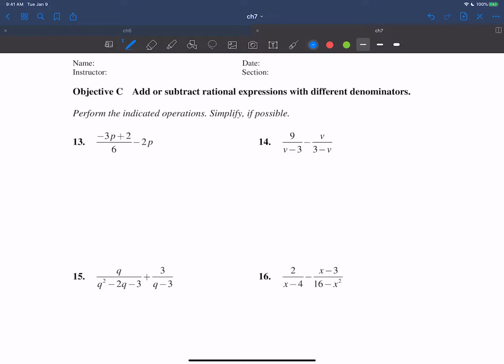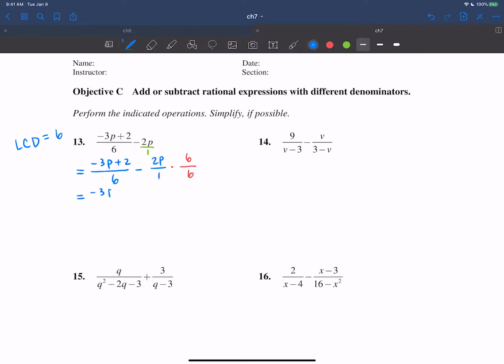Let's look at number 13. Number 13, first one, denominator is 6. Second one doesn't have a denominator, but you could add a denominator, which is simply 1. Therefore, the LCD in this case will be the least common multiple of 6 and 1, which is 6. So for the first rational expression, I'm going to keep it. And then for the second rational expression, I'm going to multiply both the top and the bottom by the missing factor, which is 6.